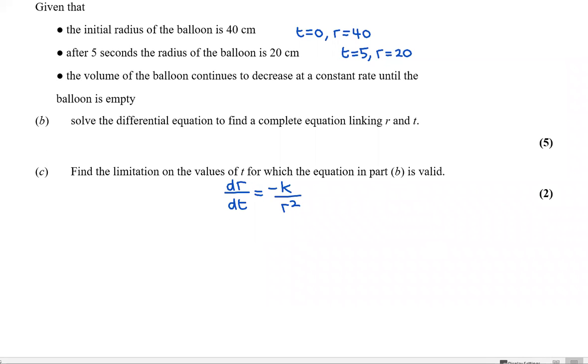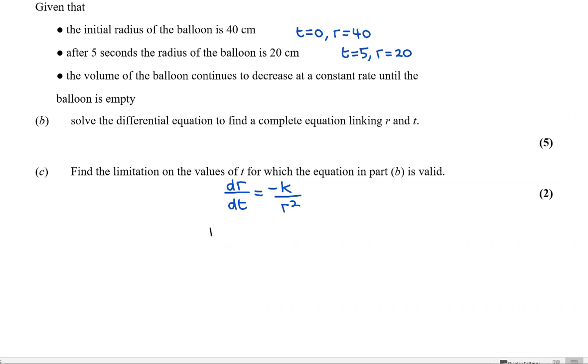Now, if the first part doesn't go too well, you can still do the second part because the differential equation is given to you. It was a show that question. We've also got the conditions. So to solve the differential equation, we need to separate out variables. So we need the r variables on the left and the t variables on the right. So I'm going to have to multiply both sides by r squared here.